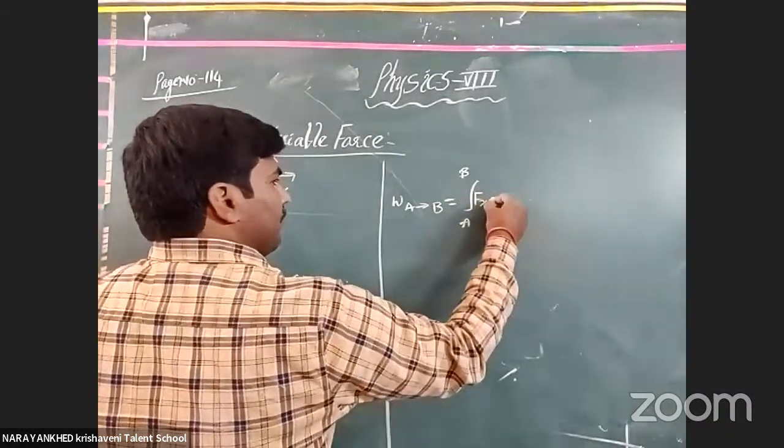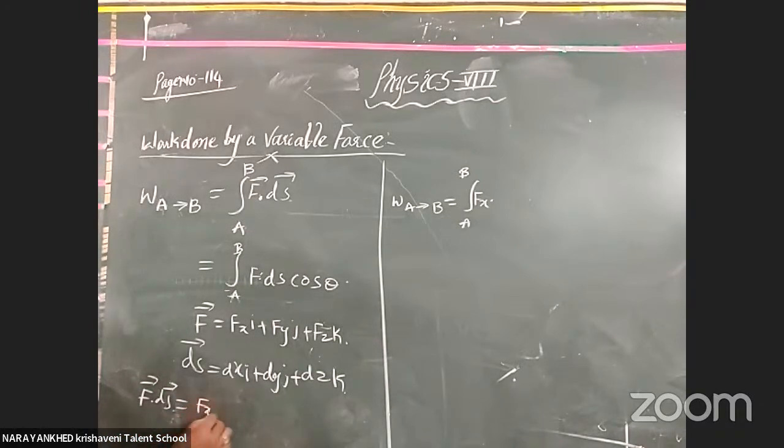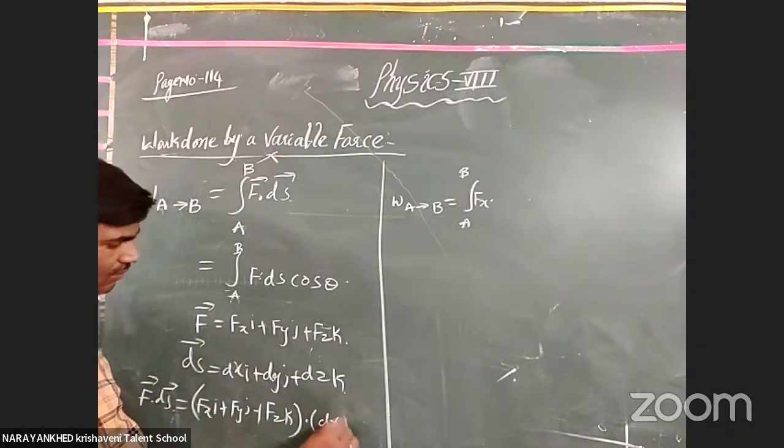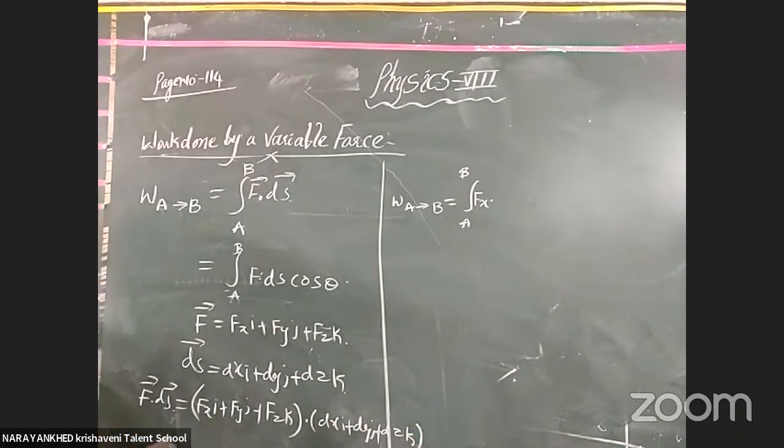When we write the dot product of these two things, you know very well, the dot product of two vectors is written as fx i plus fy j plus fz k dot dx i plus dy j plus dz k. How we write it, you know very well: fx into dx plus fy dy plus fz dz. Got it?